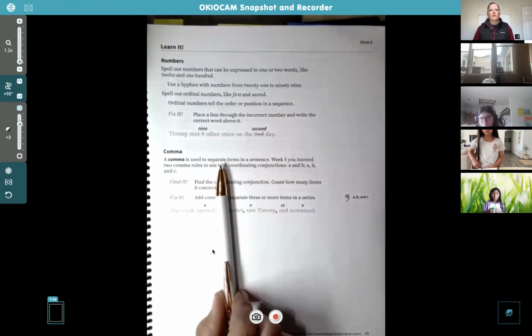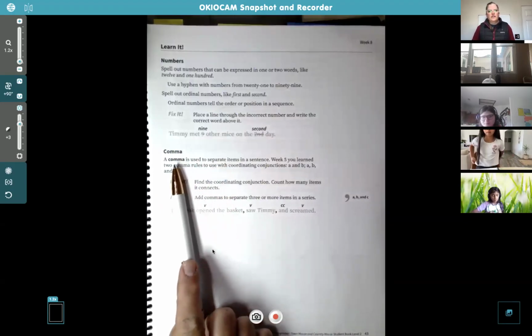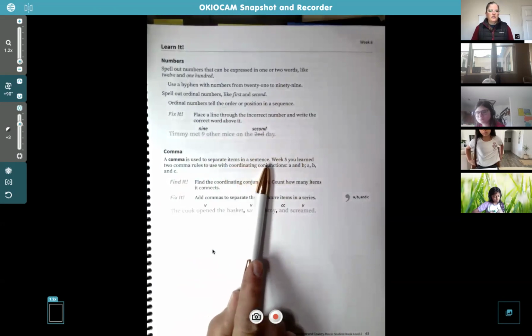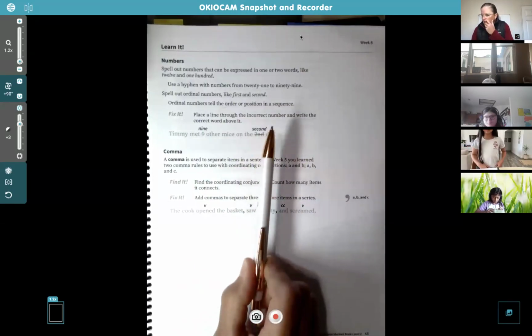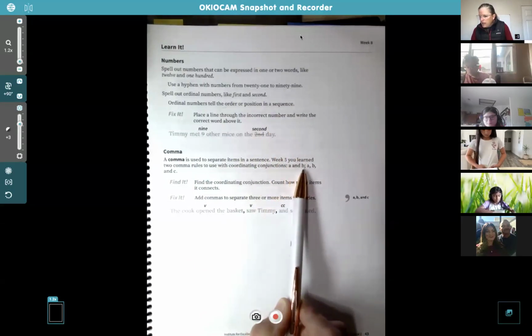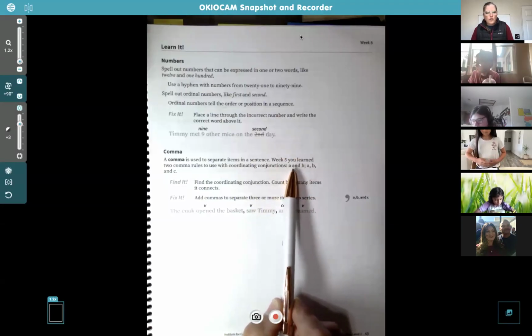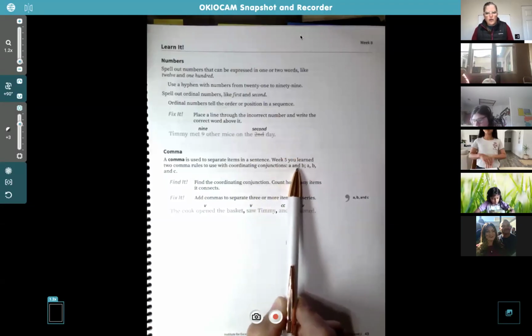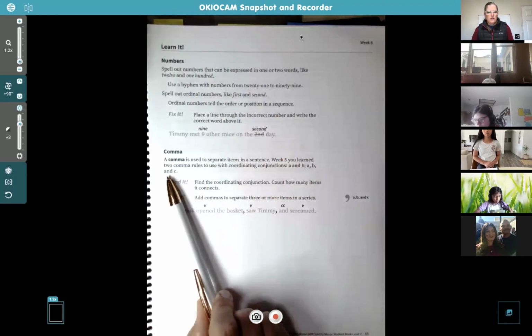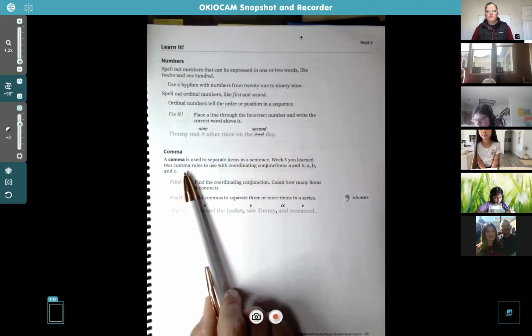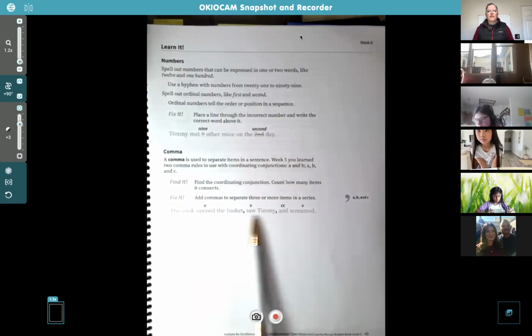And then there's a comma rule here. It says a comma is used to separate items in a sentence. In week 5, you learned 2 comma rules. So if you just have A and B, if it's 2 words you're connecting, like 2 nouns or 2 adjectives or 2 verbs, you don't need a comma. But if you have 3, A, B, and C, you do need a comma between. So they're going to forget the commas on purpose just for you guys to figure out.